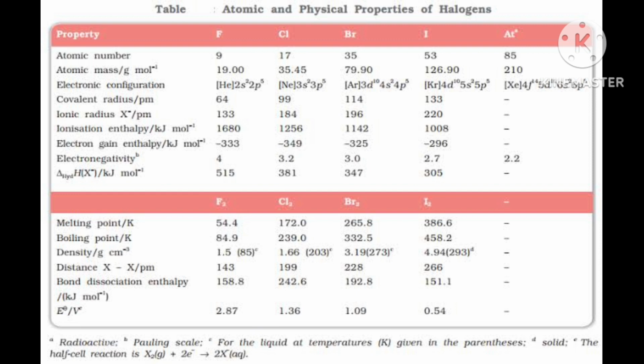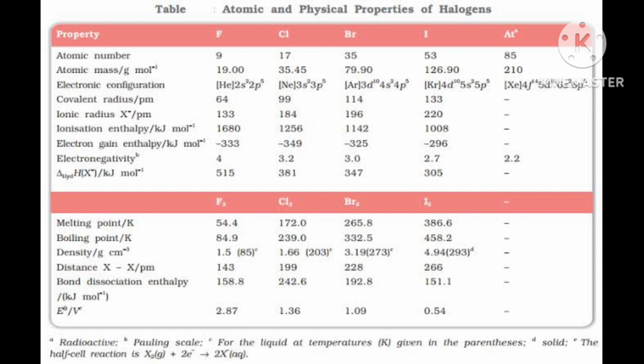Now I want to tell you a little about electronegativity. All halogens have very high electronegativity. The electronegativity decreases down the group. Fluorine is the most electronegative element in the periodic table.